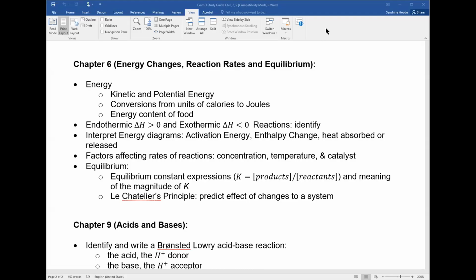So next, you need to know about equilibriums, how to find the equilibrium constant expression, so how to write it from a given chemical equation, what's the meaning of the magnitude of K, and then know how Le Châtelier's principle predicts the effect of a change on a system. So let's look at an example to explain that.